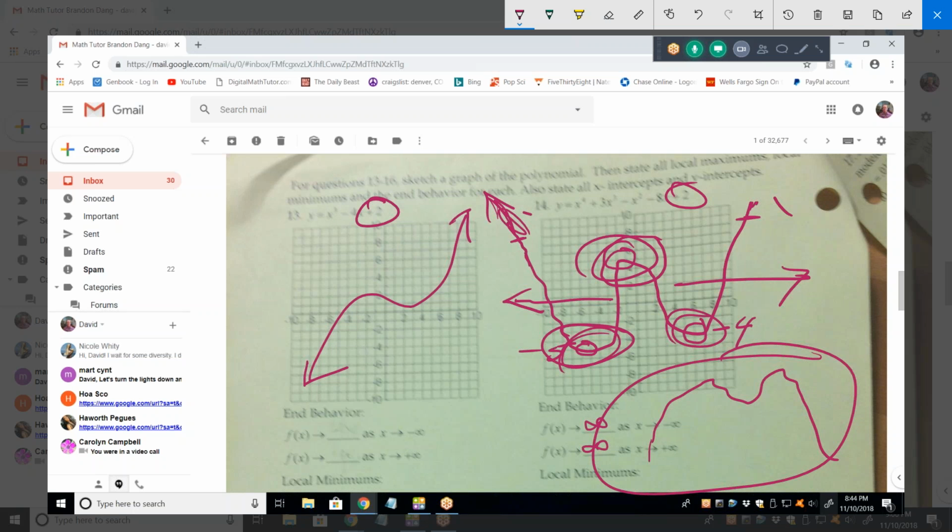Okay? Now, the X-intercepts are a little harder. You're going to let that equal 0, but your calculator, again, is going to give you these zeros, which will be that point, that point, that point, and that point. Those are going to be your X-intercepts.